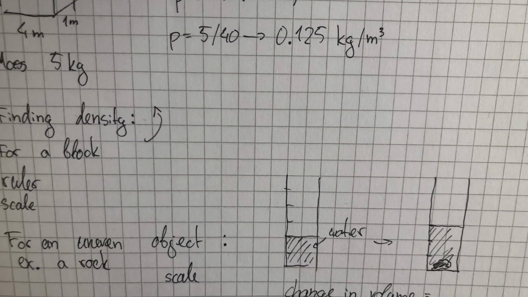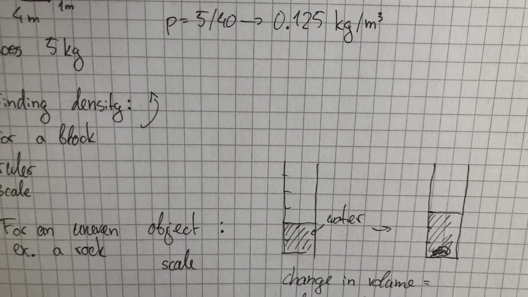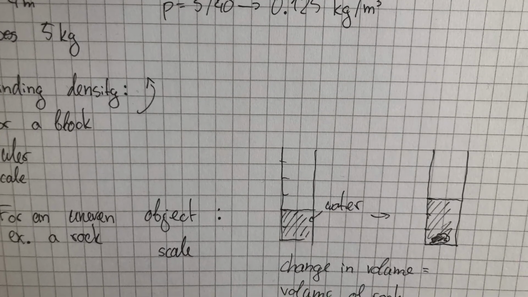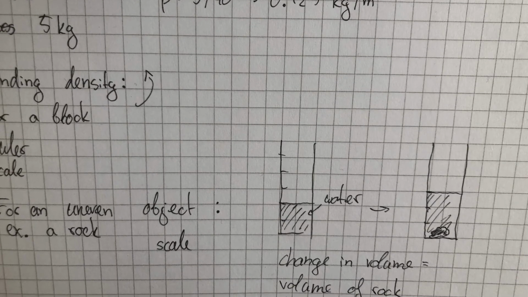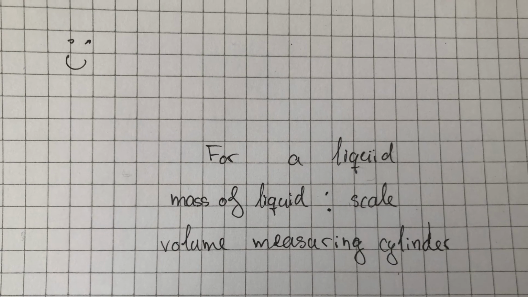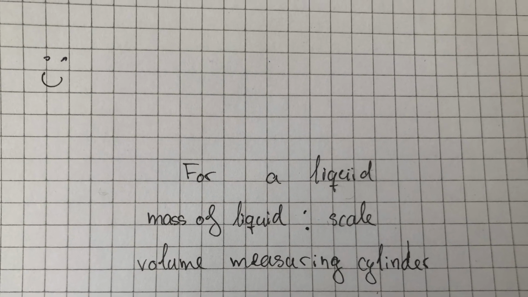this applies to liquids too. You can measure the volume of any liquid in a measuring cylinder. And the mass can be measured by first measuring the mass of an empty beaker, then putting the liquid in, getting the mass difference, and then getting the mass of the liquid from that. And from there, you can divide the mass by the volume and get the density of that liquid.